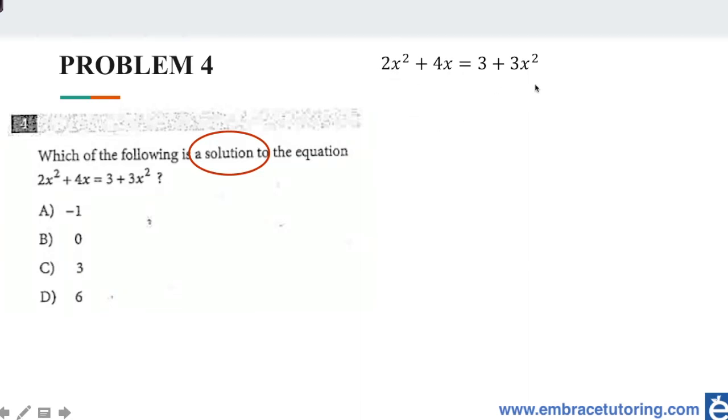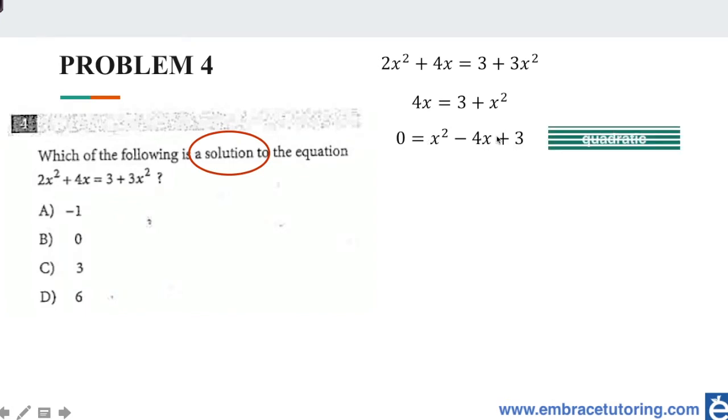I'm going to subtract my 2x squared from both sides. I then get 4x equals 3 plus x squared. I'm now going to bring over the 4x to the other side and arrange this in more of a quadratic formation. I then get 0 equals x squared minus 4x plus 3. Notice when I subtracted the 4x over to the other side, that's where my minus 4x comes from, and positive 3. So this is my A, this is my B, and this is my C in terms of my quadratic.